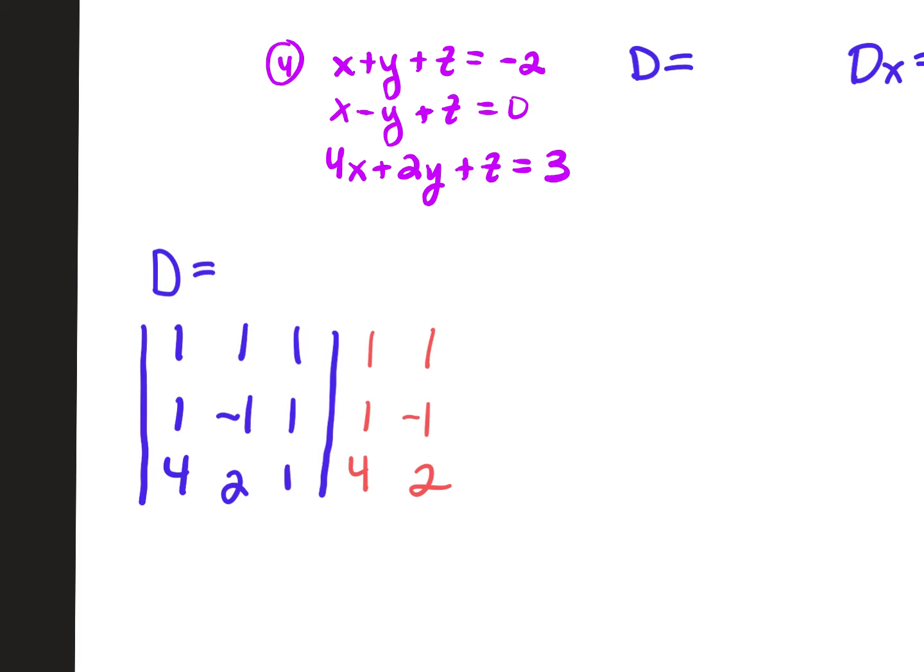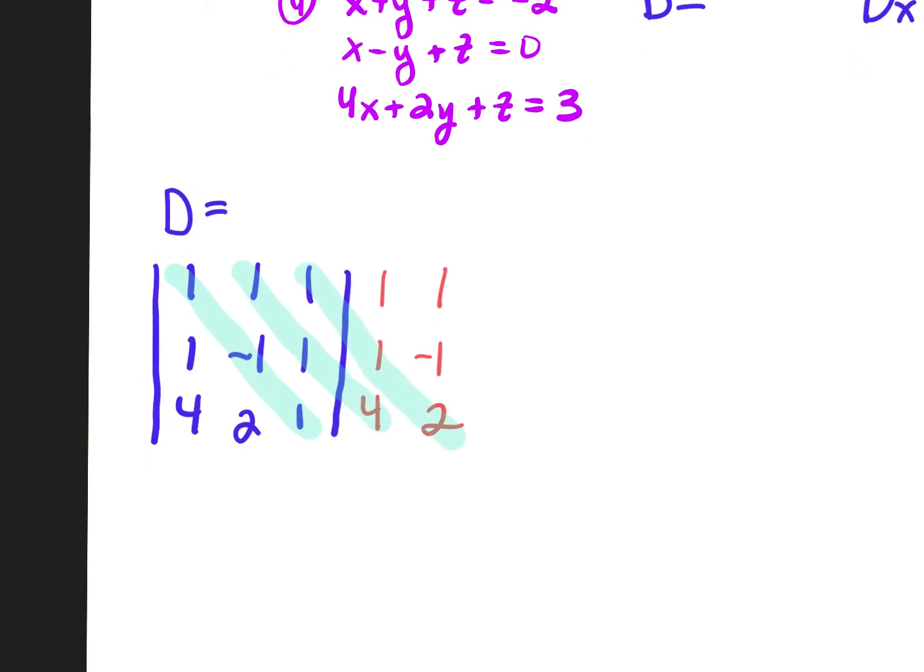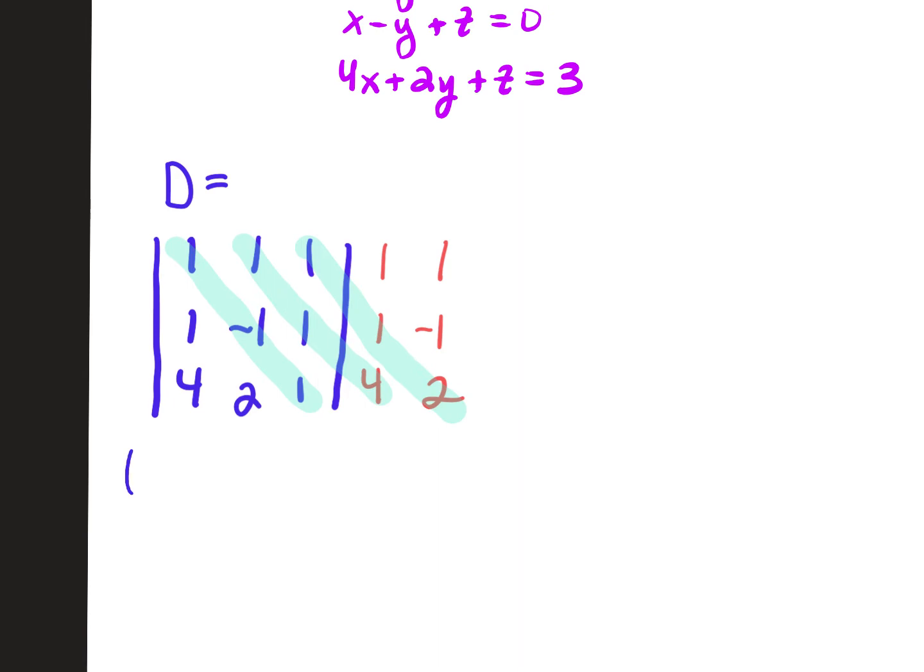Once you do that, you have now formed 3 majors and 3 minors. And we multiply the majors together and subtract what we multiply the minors together. So I have 1 times negative 1 times 1 is negative 1. 1 times 1 times 4 is plus 4. And 1 times 1 times 2 is plus 2. Questions? Minus, I have a minor here, here, and here. So I have 4 times negative 1 times 1 is negative 4. 2 times 1 times 1 is plus 2. 1 times 1 times 1 is plus 1.